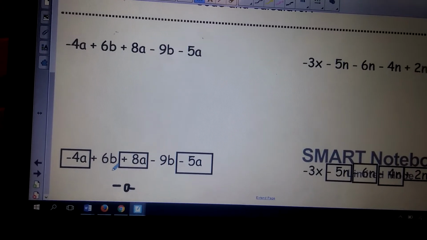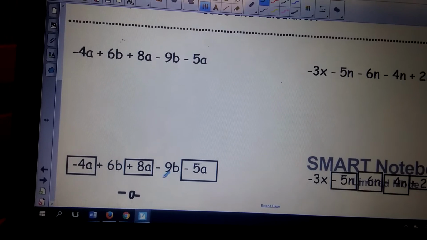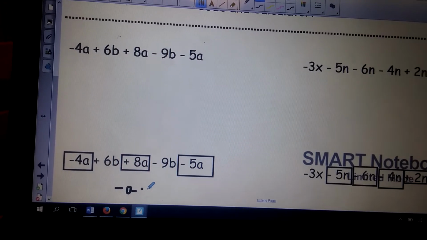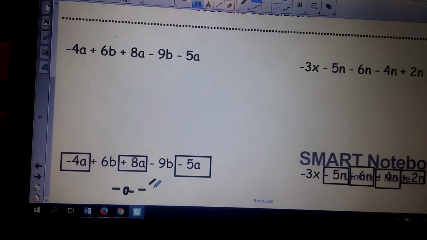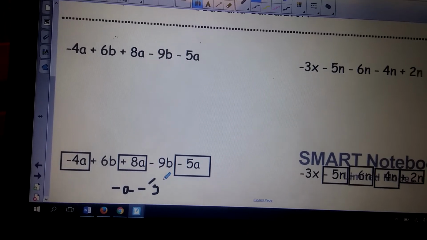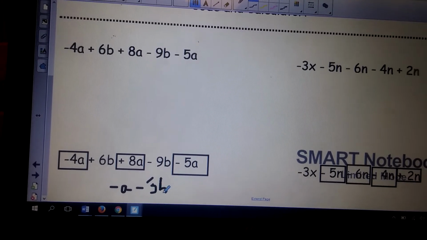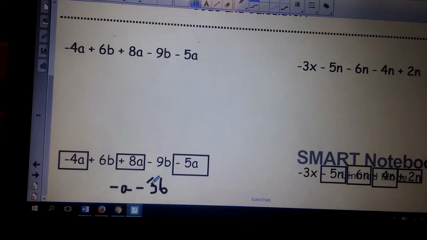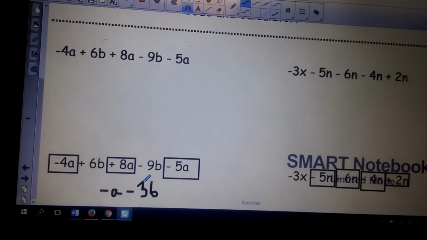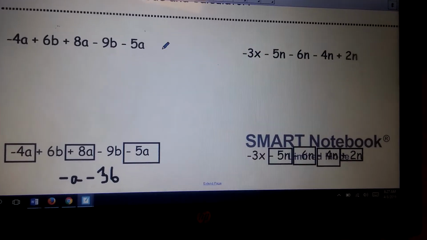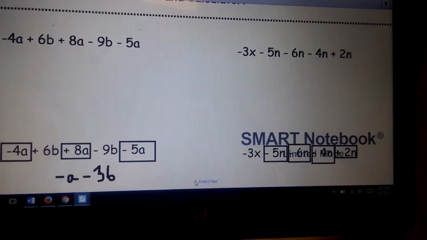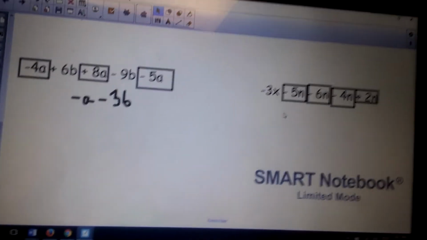When you do your b's, you have positive 6b minus 9b. 6 minus 9 leaves you with negative 3, or minus 3b. So you have negative a minus 3b. You also could have written it negative 3b minus a. In the second one over here, you have almost all the same variables. That should make this one even easier.